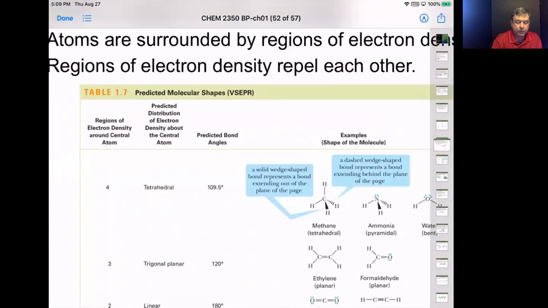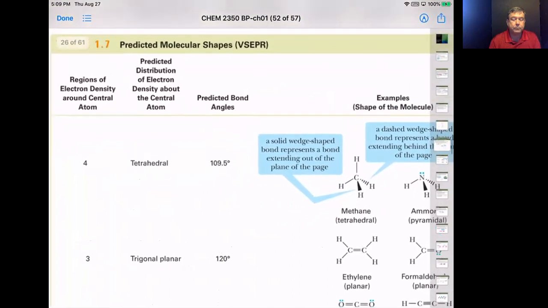Okay, so I'm going to blow this up here. If we have 4 regions of electron density around a central atom, that means we're going to have 4 places that are going to be negatively charged, and they're going to try to spread out as much as possible. Now, as it turns out, when you try to spread those things out in 3-dimensional space, the farthest you can get them apart is 109.5 degrees. So if all of those electron regions are exactly the same, they're going to be 109 degrees apart.